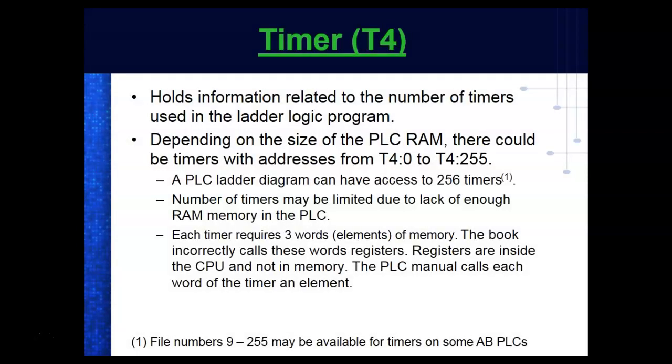Timers, T4, holds information related to the number of timers used in a ladder diagram, depending on the size of the PLC RAM. There could be timers with addresses from T4, so T4 to 255. All these data files are set up for 255 entries. If you need more, you can add another one if you're not on a fixed PLC. On a fixed PLC like the 1000, you've got to take that into consideration. You have to know a lot about your application if you buy a fixed PLC.